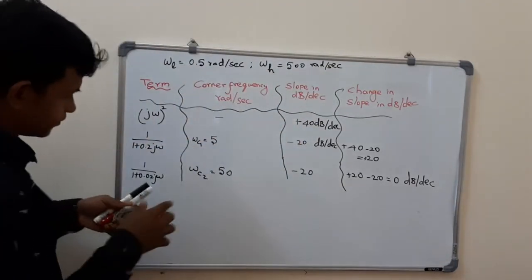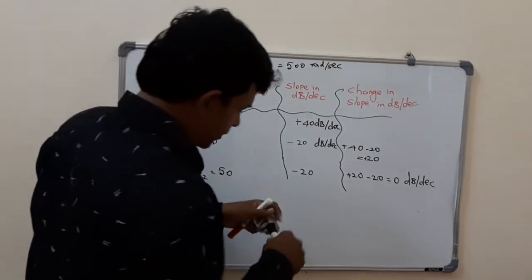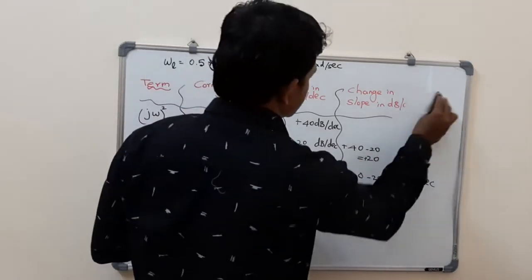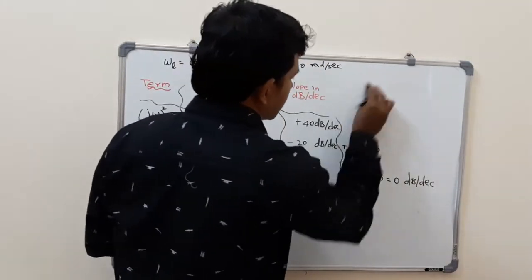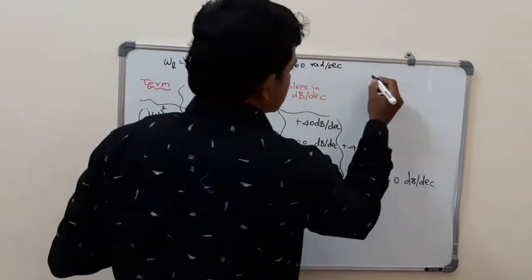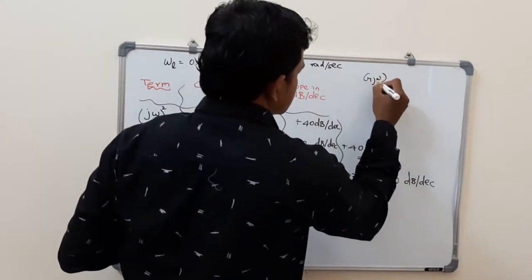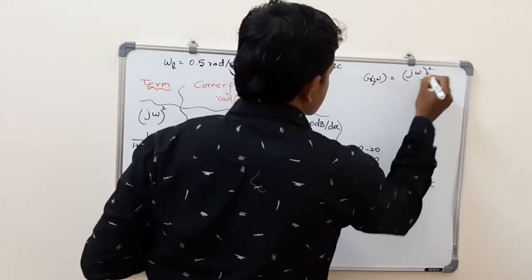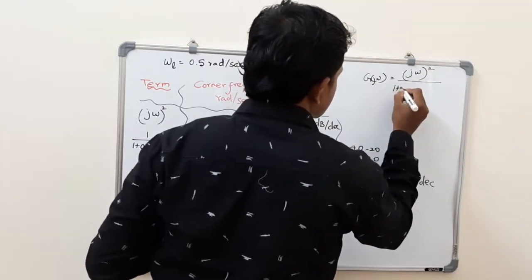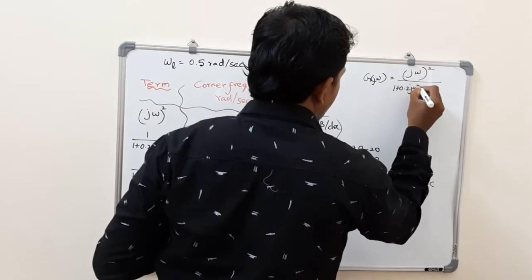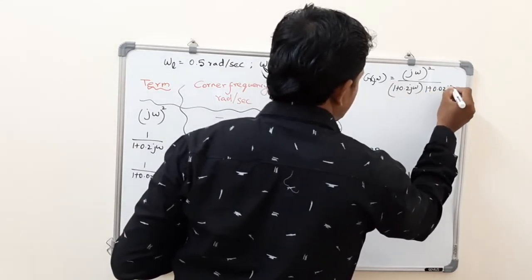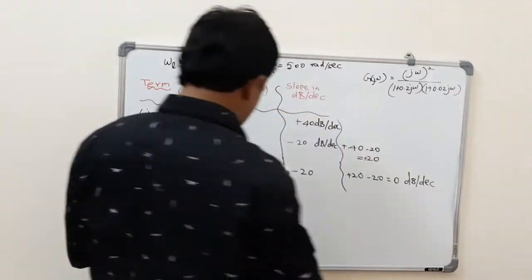So I am writing G of j omega here, which I require. G of j omega equal to j omega the whole square divided by 1 plus 0.2 j omega into 1 plus 0.02 j omega. So this is our transfer function.